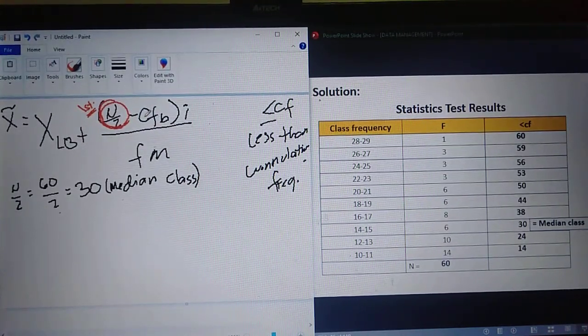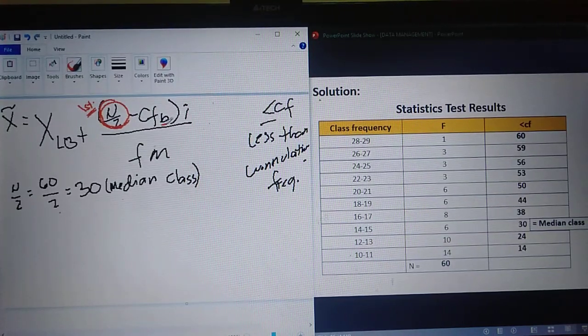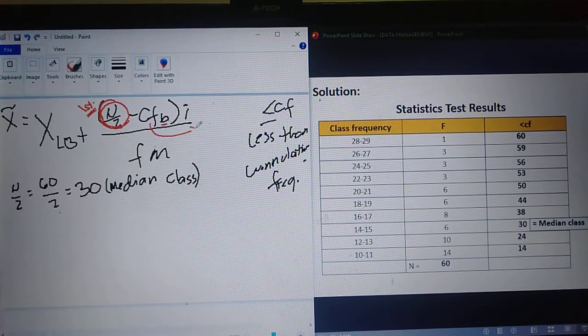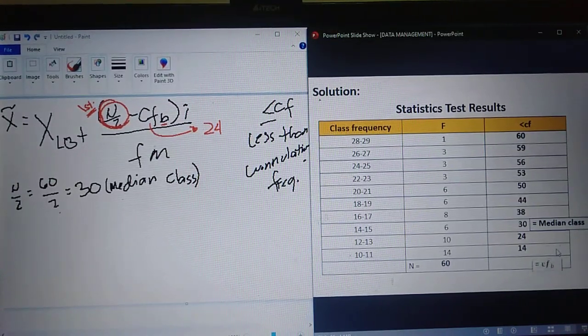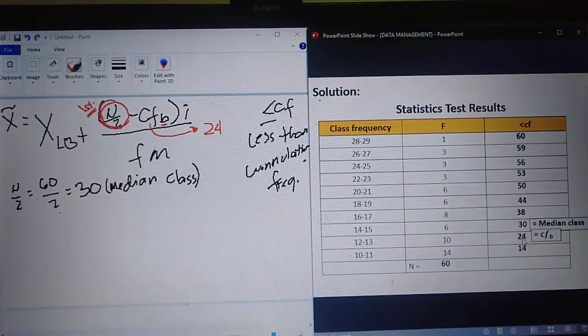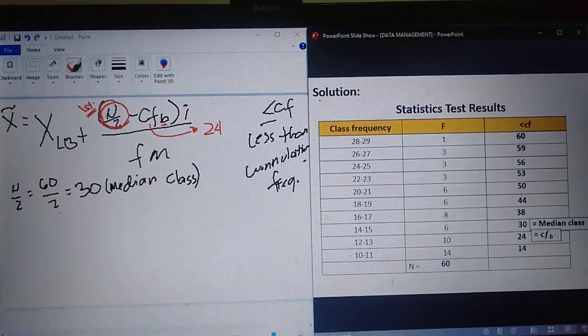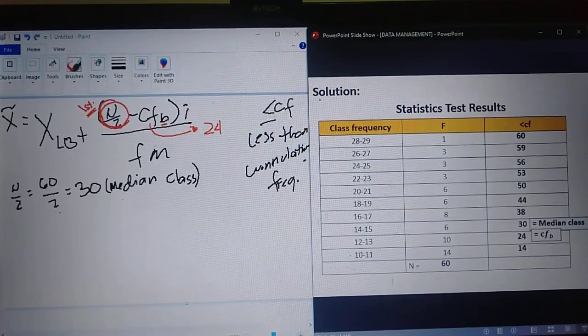Dito lang tayo. Now, next, we will look for cumulative frequency before the median class. What is the number or what is the cumulative frequency before the median class? And our median class is 30. What is the number before 30? It is 24. So our CFB is 24. This is the cumulative frequency. This is the median class. And then this is the cumulative frequency before the median class. Hindi pwedeng 38 kasi nasagasahan na yung median class natin. Natamaan niya yung median class natin. So dapat bago ang median class, the number. So which is 24.